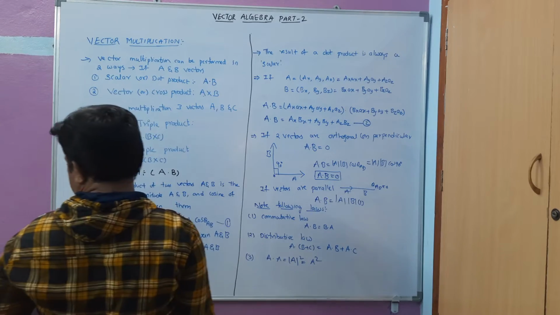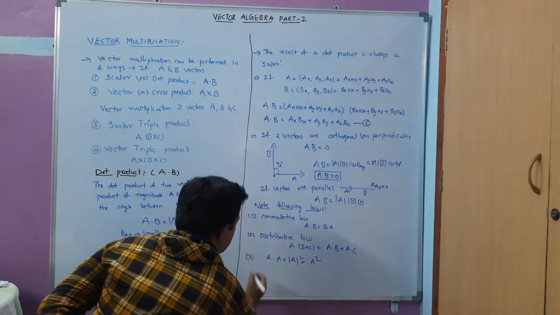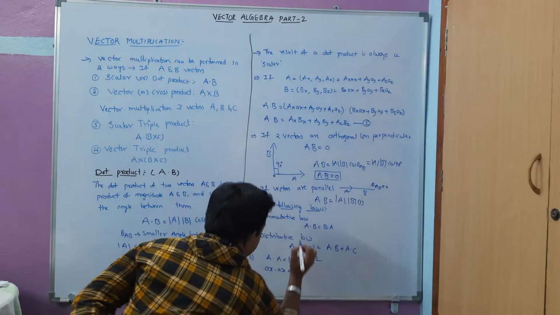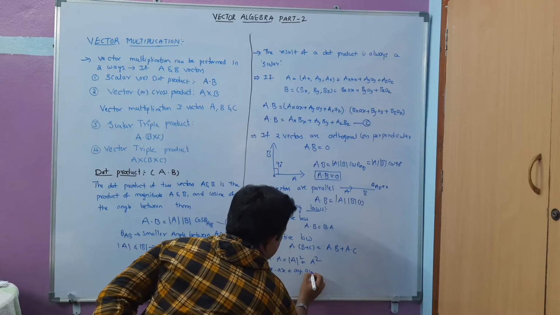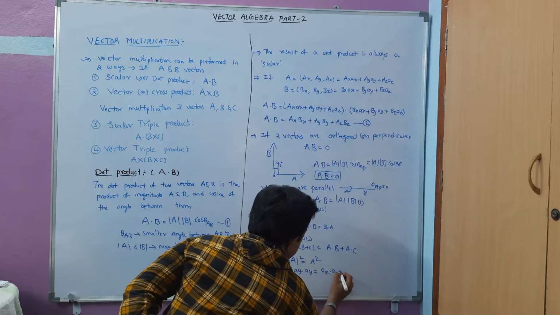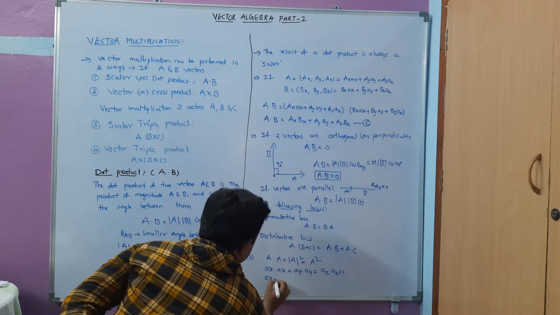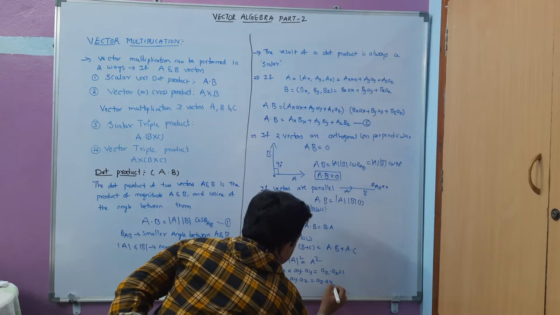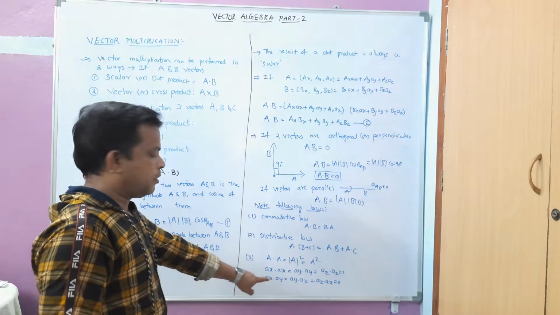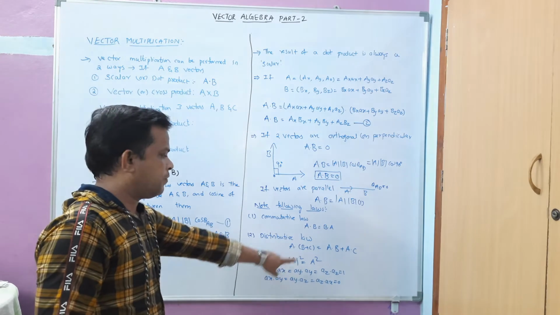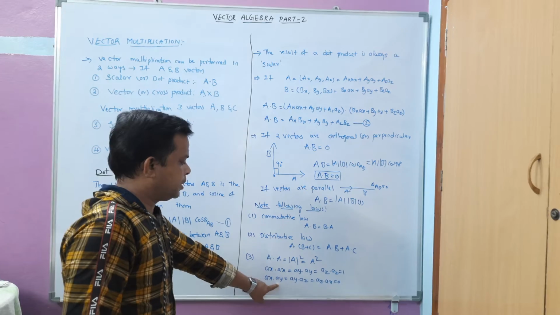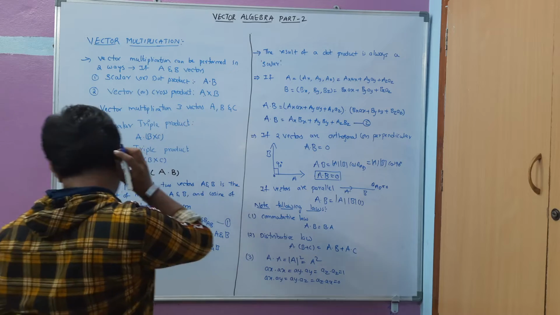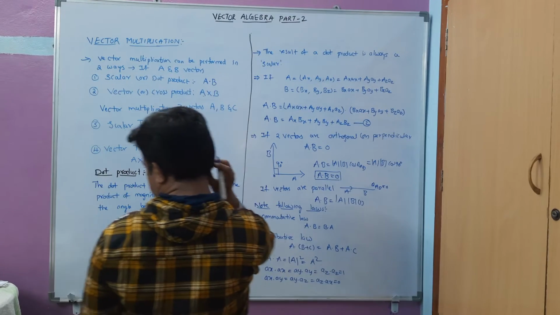Similarly, we have to note the following: Ax dot Ax is equal to Ay dot Ay and Az dot Az is equal to 1. Similarly, Ax dot Ay, Ay dot Az and Az dot Ax are always 0. So the dot product of the same unit vectors is always 1 and the dot product of different unit vectors is always 0. You have to remember this.